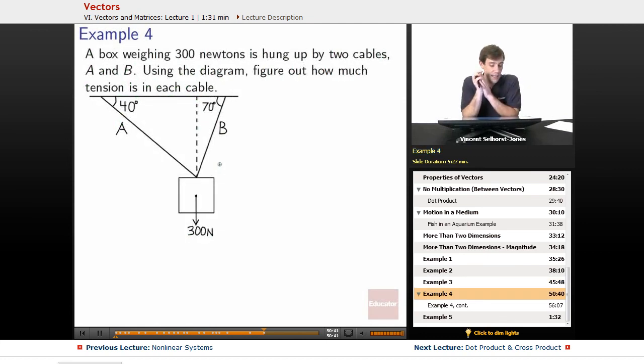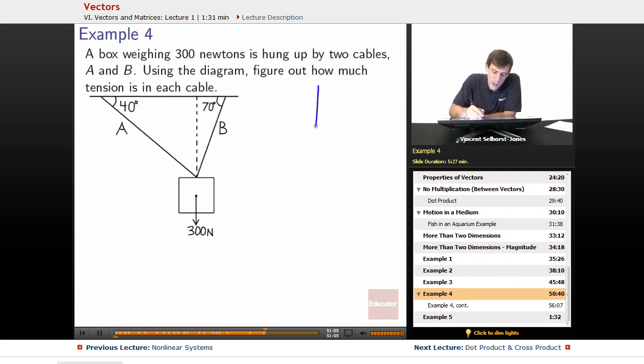All right, next up, a box weighing 300 newtons is hung up by two cables, A and B. Using the diagram, figure out how much tension is in each cable. So the first thing to do is to understand what the heck does this mean, right? A lot of math problems get thrown at us like this, where they're actually pulling from physics, and they're sort of assuming that we know stuff about physics that we might have no idea about, right? This is a math course, not a physics course. So let's first get an understanding of what the heck this means.